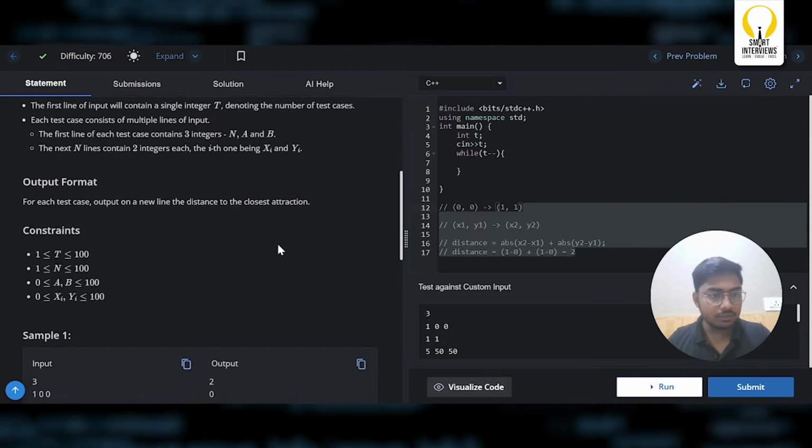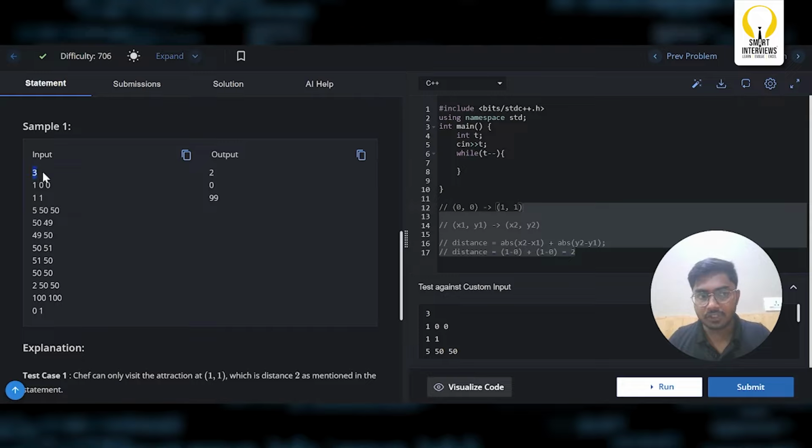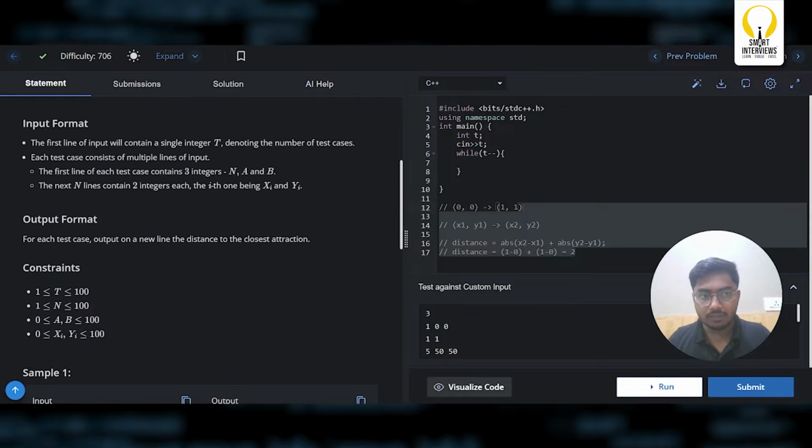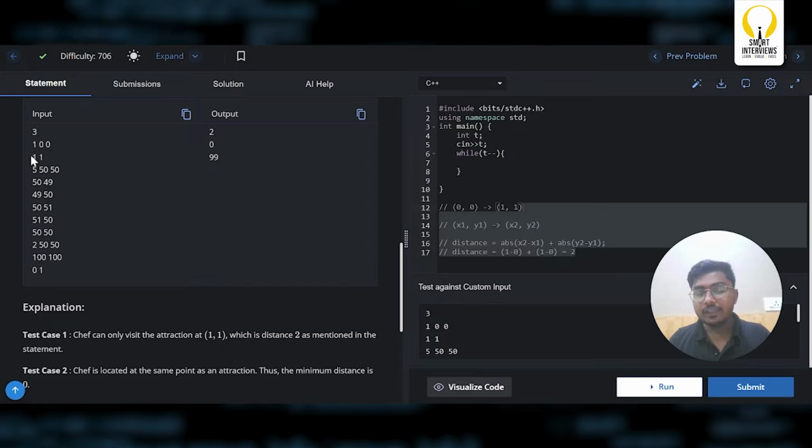Let's look at what is given in the sample input. The first line contains a single integer T, denoting the number of test cases. Each test case consists of multiple lines of input. The first line contains N, A and B. N is how many attractions there are. A, B is the initial location of the tourist. The next N lines contain two integers each, the ith being xi, yi. If there are multiple attractions, we need to find which one is the nearest to the current location of the Chef.